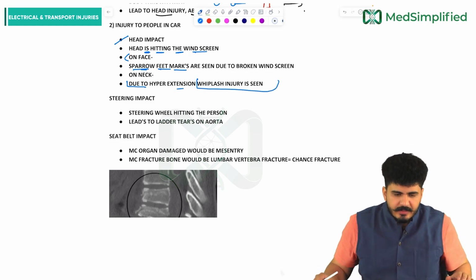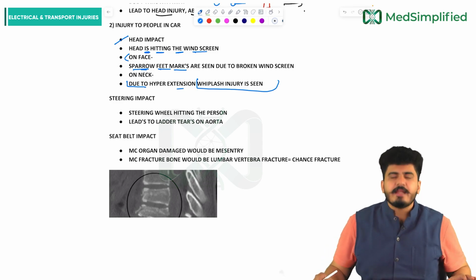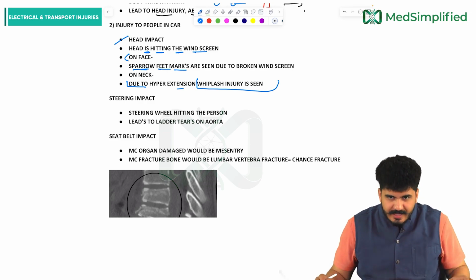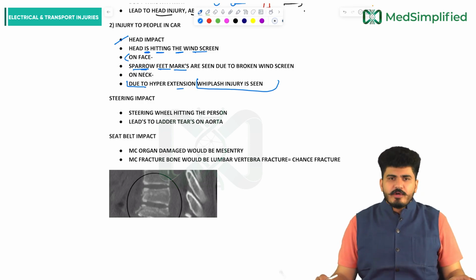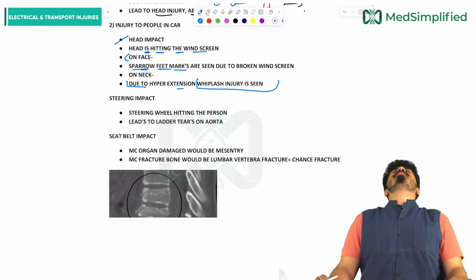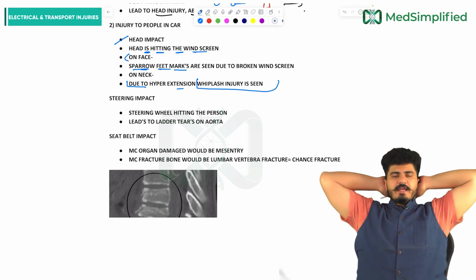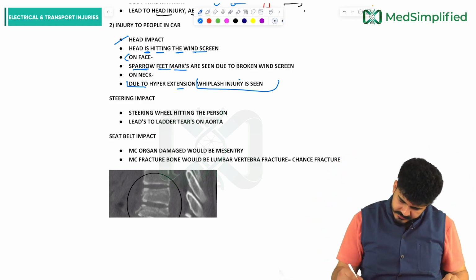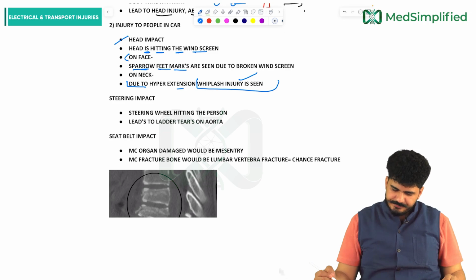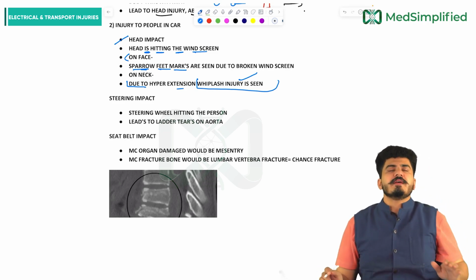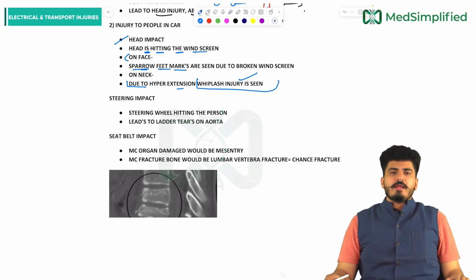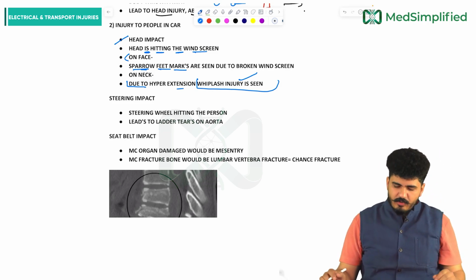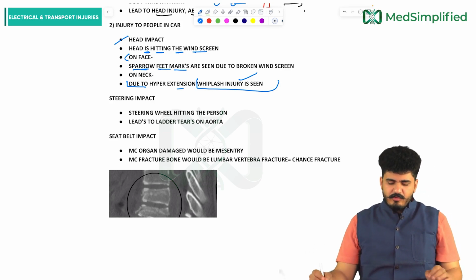So what can happen? The moment there is a sudden brake, it can lead to your neck going like this. The moment your neck is going back like this, there will be hyperextension of the neck, and because of hyperextension of the neck, there will be a whiplash injury. Then your face is striking onto the window, and because of the breaking of the glass, there will be a sparrow feet mark.